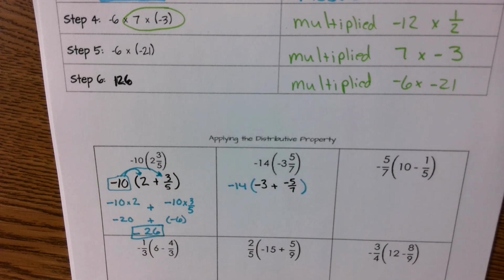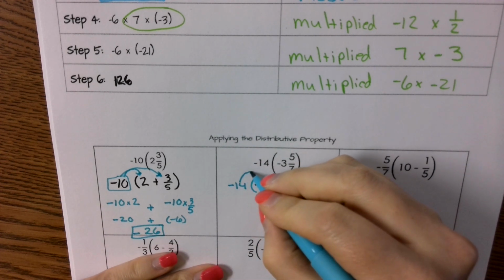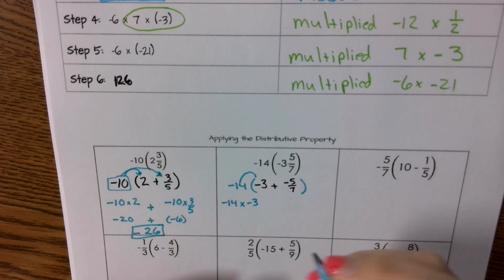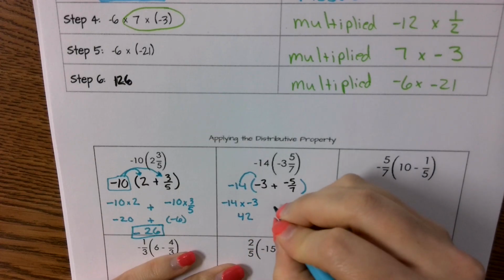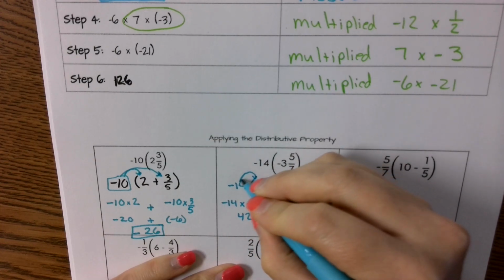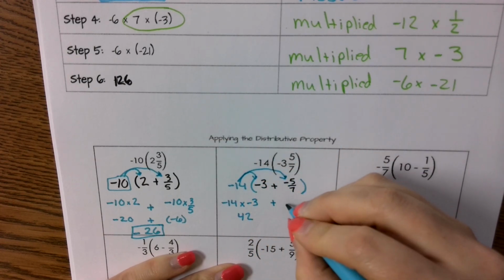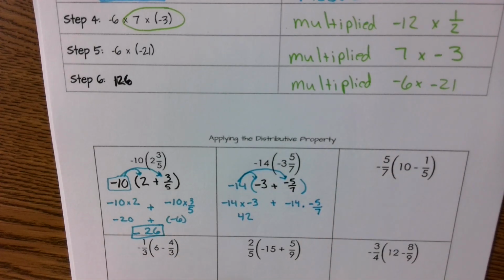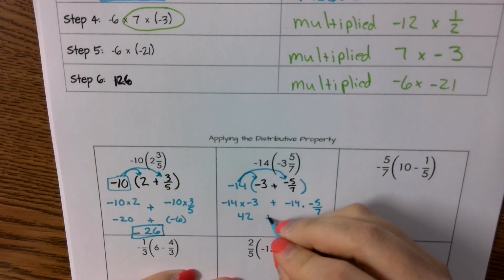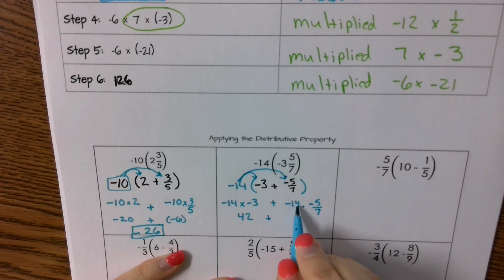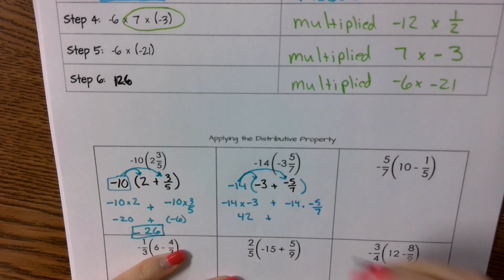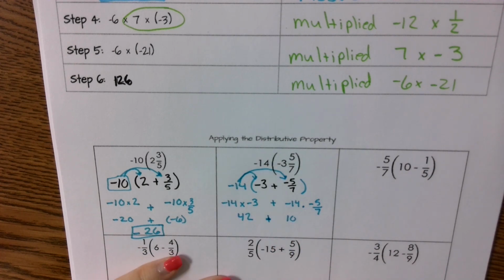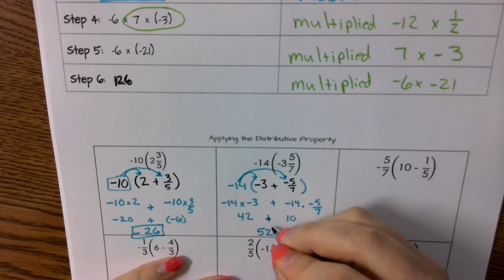And then we're going to go ahead and distribute. So we're going to do negative 14 times negative 3, which is going to come out to a positive 42, plus you're going to do negative 14 times negative 5/7. Okay, when you multiply those together, that's going to give you a positive, right? Because it's a negative times a negative, you're going to get a positive 10. Okay, and then we're going to combine those together and you're going to get 52 as your final answer.